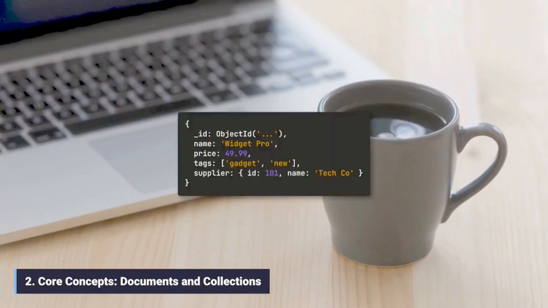Here is an example of a MongoDB document. Notice the nested fields, like supplier, and the list of values, tag. This kind of complex data can be stored naturally within a single document, simplifying data access.